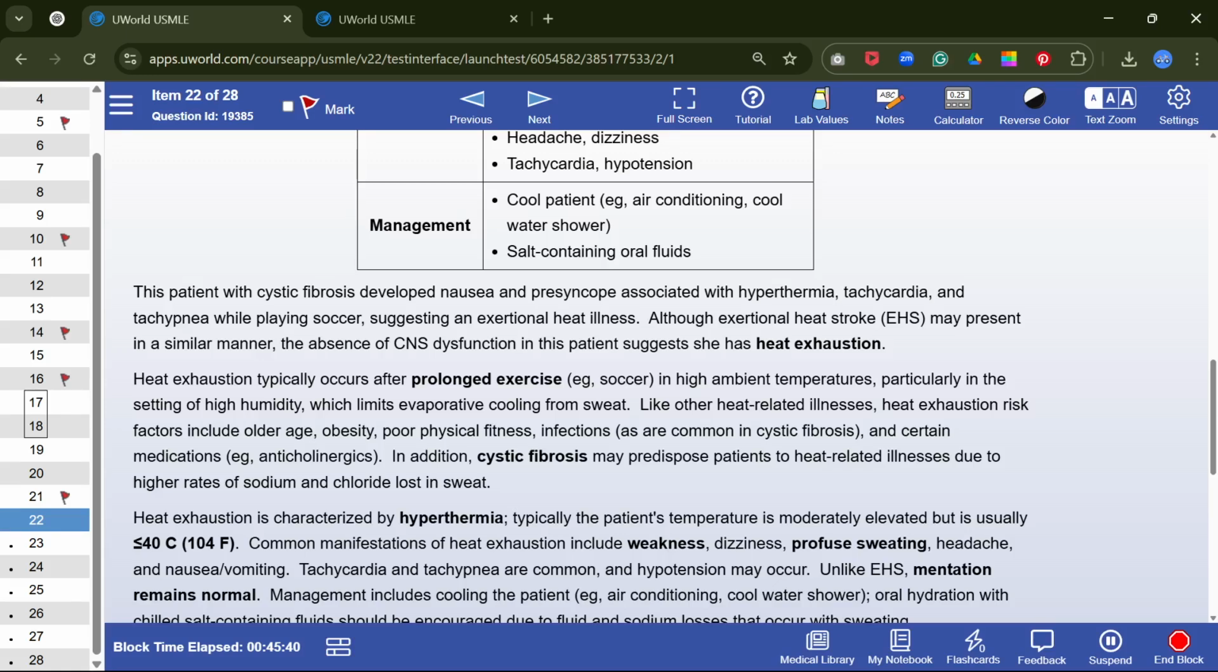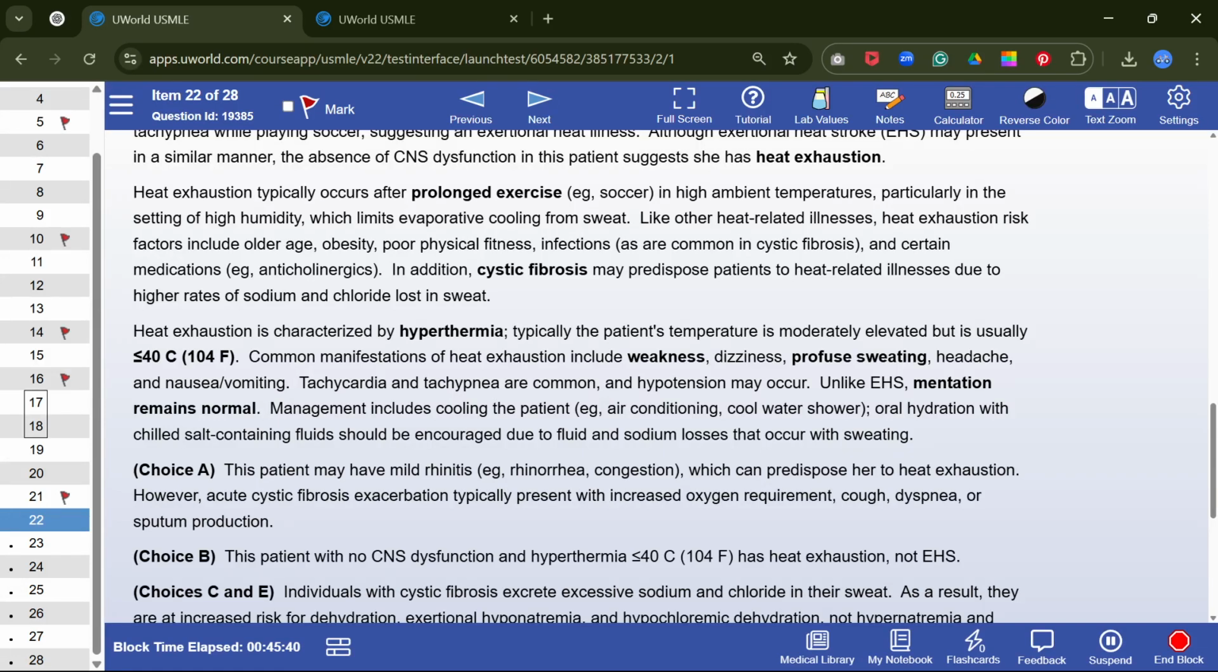Like other heat-related illness, exhaustion risk factors include older age, obesity, poor physical fitness, infections, and certain medications, such as anticholinergics. In addition, cystic fibrosis may predispose patients to heat-related illness due to higher rates of sodium and chloride in sweat.